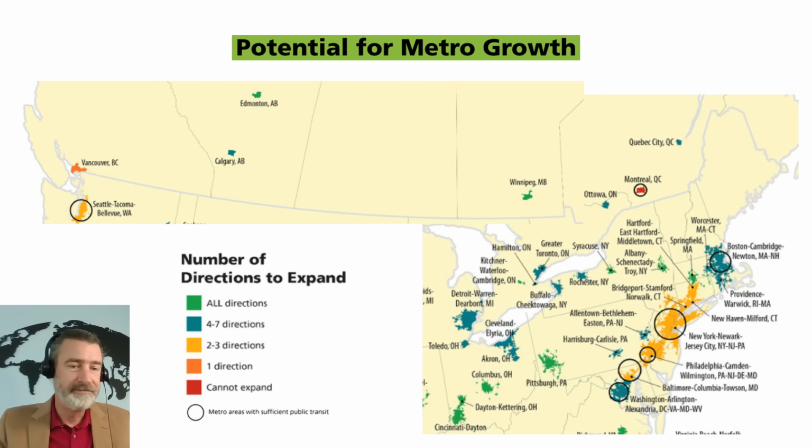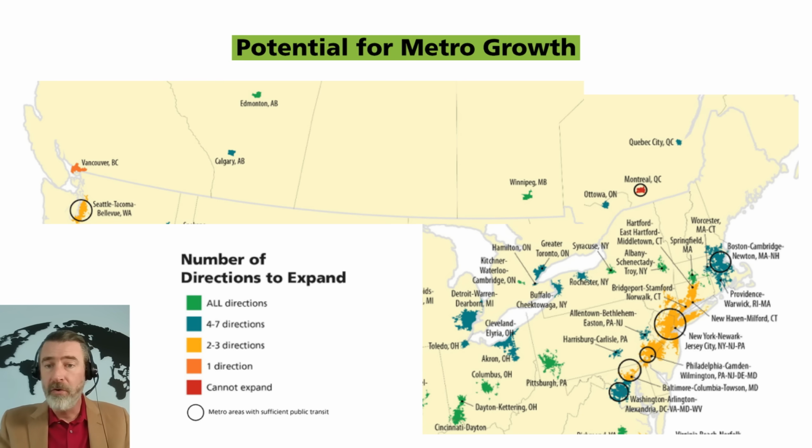Problem number 3, geography. What you're looking at here is not a population density map. It is a spatial expansion map. So cities that are in green or blue are not very physically constrained. They can expand in almost all directions. That keeps development costs low.